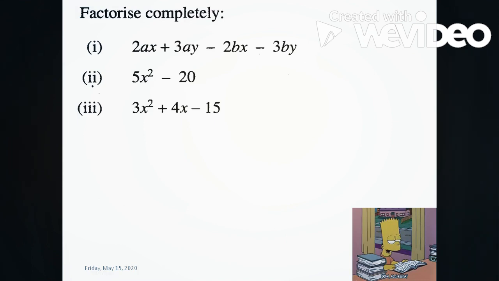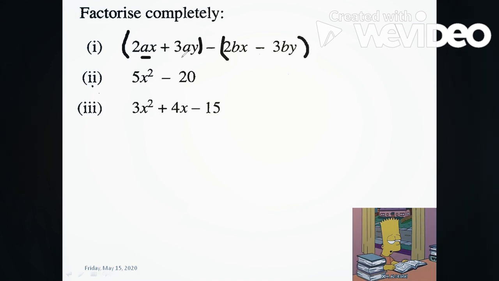Algebra. Factorization. So the first one has 4 terms, so we're going to factorize by grouping. We're going to bracket these 2 terms here, and we're going to find the factors.